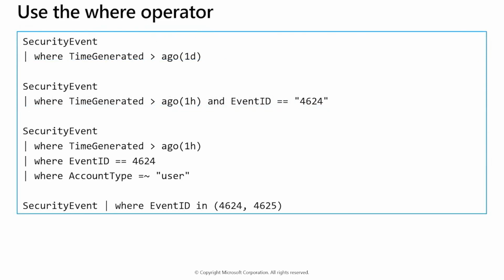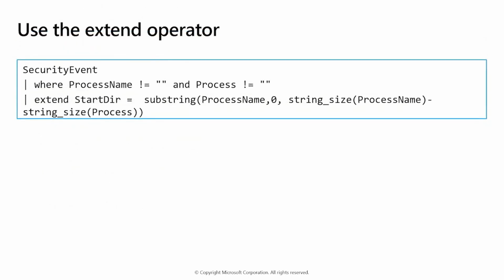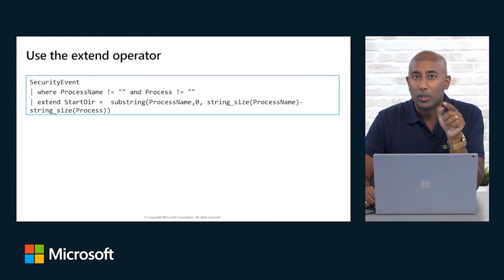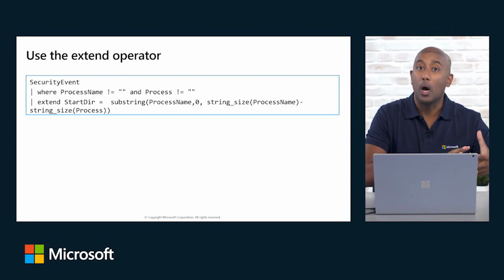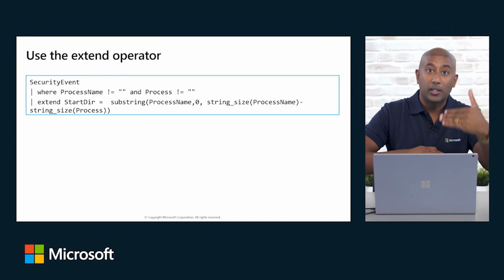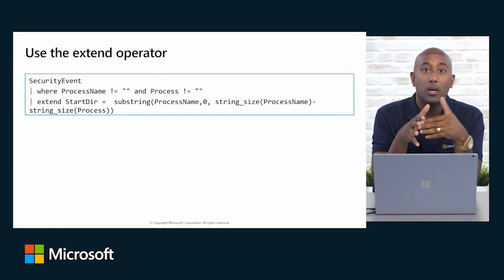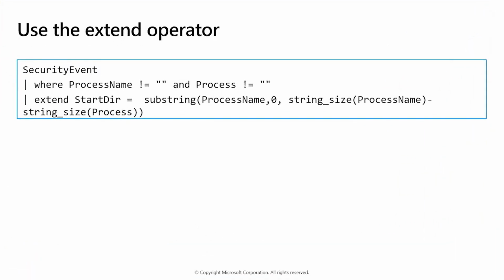Then, the where operator. The where operator filters a table to the subset of rows that satisfy a predicate. See a few examples and results on the slides. Then, the extend operator will create calculated columns and append the new columns to the result set. This KQL example uses the extend operator to create a new column, StartDir, containing the directory a process was started in. The StartDir column is a calculated column containing the results of a substring function.